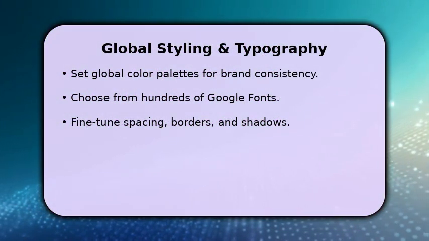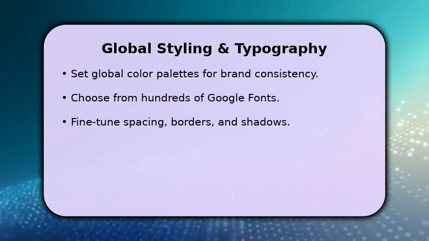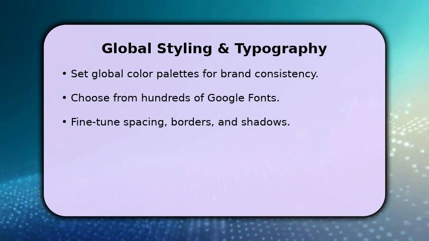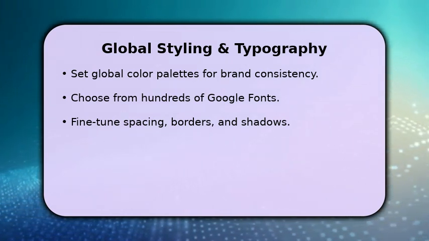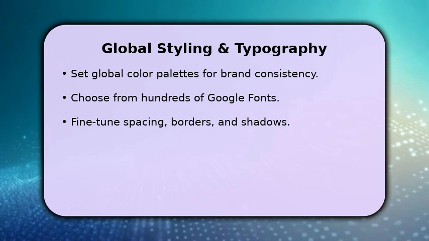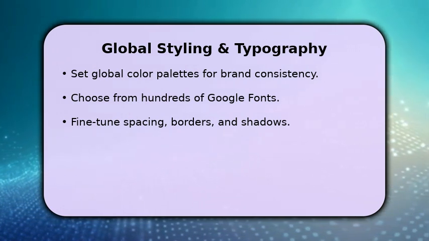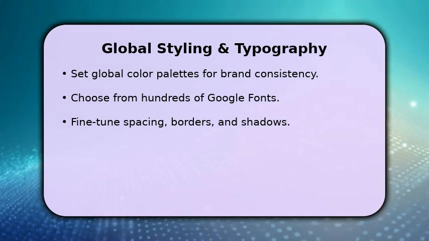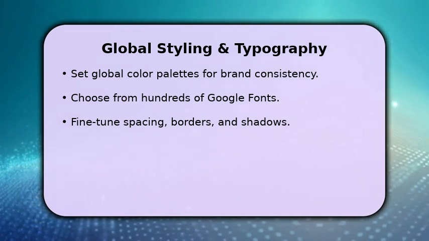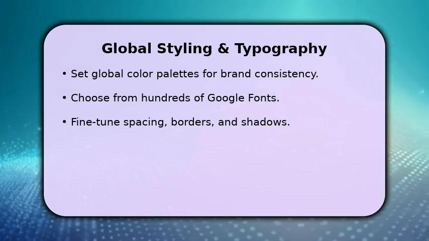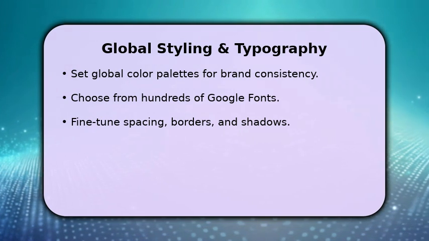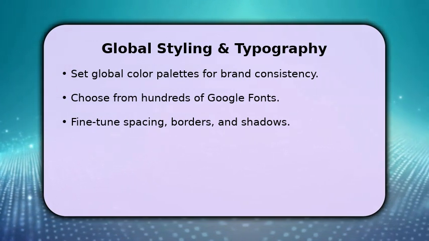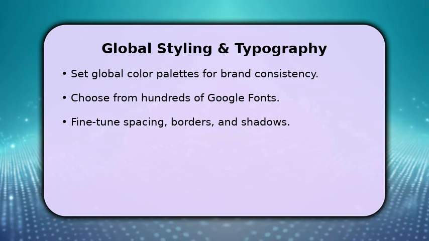Finally, we'll refine your site's overall aesthetic through global styling and typography. Blocksy allows you to define a consistent color palette across your entire website, ensuring brand cohesion. You can select from hundreds of Google fonts to find the perfect typeface for your headings and body text. Additionally, fine-tune details like spacing, borders, and shadows to achieve a polished and professional look. These global settings are key to a cohesive and beautiful website.